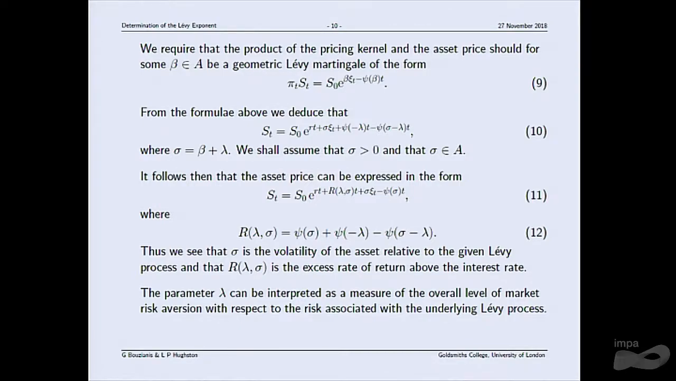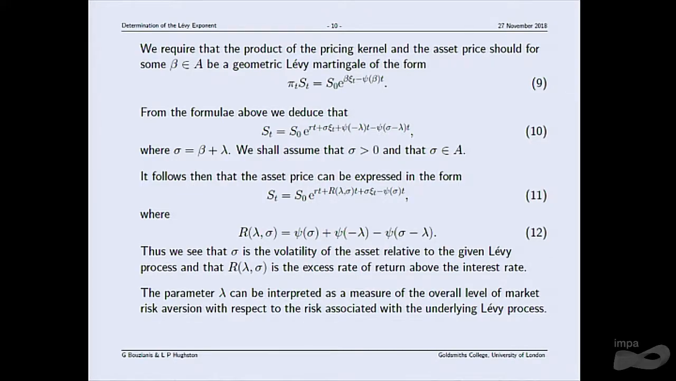And this can be rearranged a little bit further, and we get a nice expression for the asset that shows clearly what the excess rate of return is in a Levy model. And I think this is rather interesting because you can see that the expression for the asset price is divided into several parts. There's the initial value, and then there's the usual term involving the interest rate. And then there's the martingale with volatility sigma. And then finally, there's the excess rate of return component.